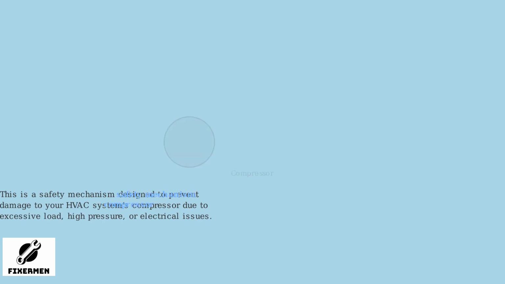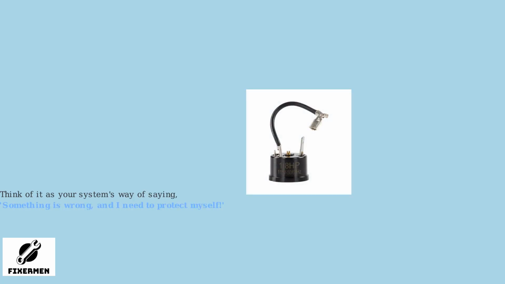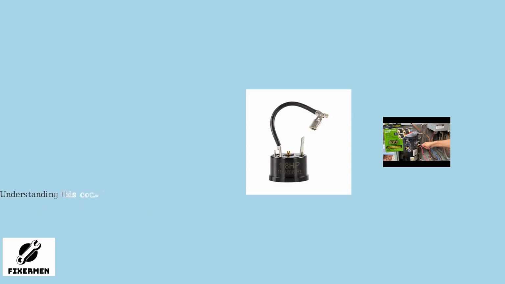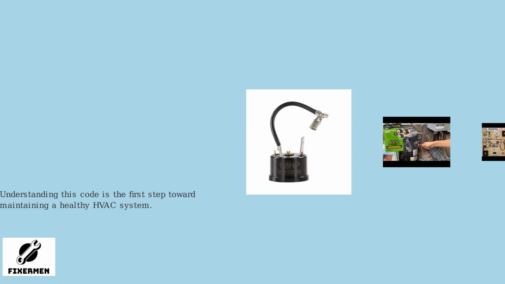Lennox Error Code H3 indicates that the compressor overload protection has been triggered. This is a safety mechanism designed to prevent damage to your HVAC system's compressor due to excessive load, high pressure, or electrical issues. Think of it as your system's way of saying, "Something is wrong and I need to protect myself." The compressor is the heart of your HVAC system, and the H3 code helps safeguard it from potential harm. Understanding this code is the first step toward maintaining a healthy HVAC system.